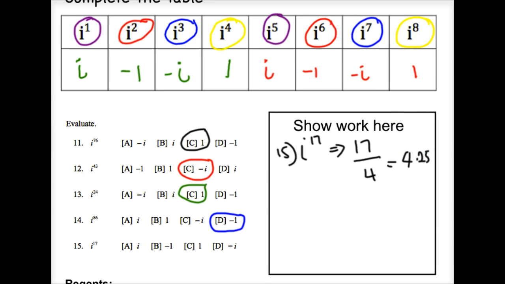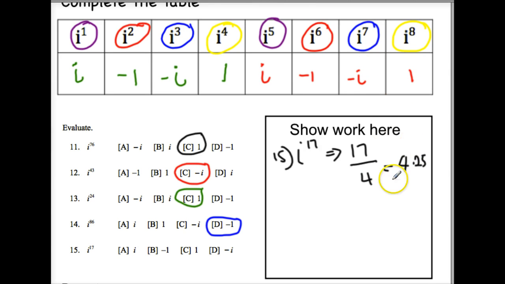4.25. And remember, I want to take this 4 and multiply it. So 4 times 4 is 16. 16 plus what is going to give me 17? 1. Perfect. So now I want to know what's I to the first power. It's I, which is choice A.